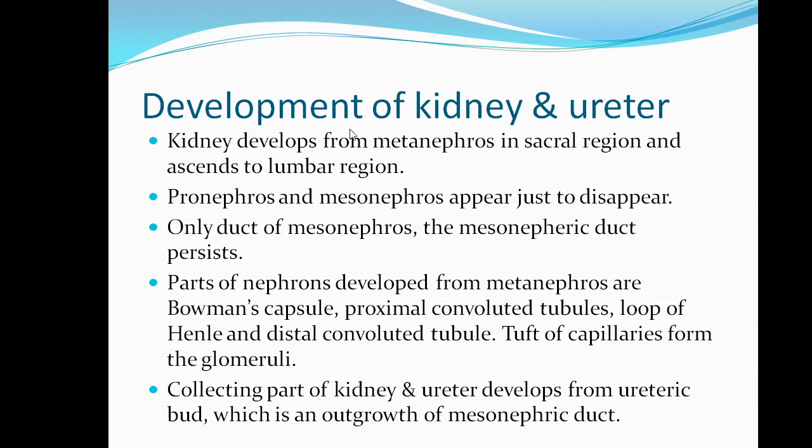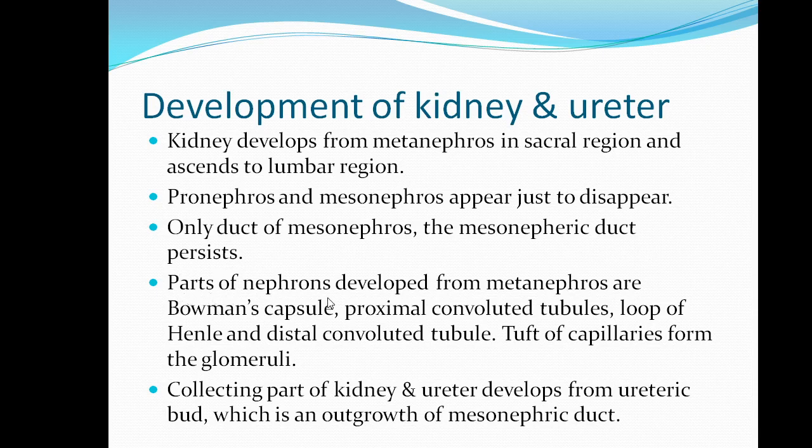Now, the development of the kidney. The kidney develops from the metanephros in the sacral region and ascends to the lumbar region. As far as the pronephros and mesonephros are concerned, they appear just to disappear. They hardly contribute to the development of the kidney. Only a remnant of the mesonephros, the mesonephric duct, persists.